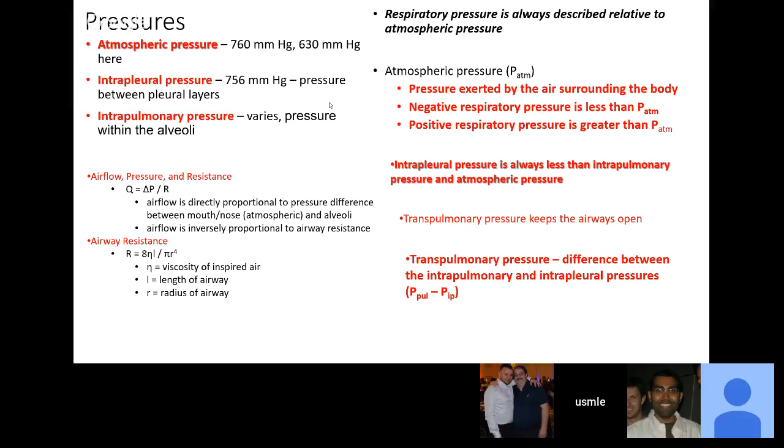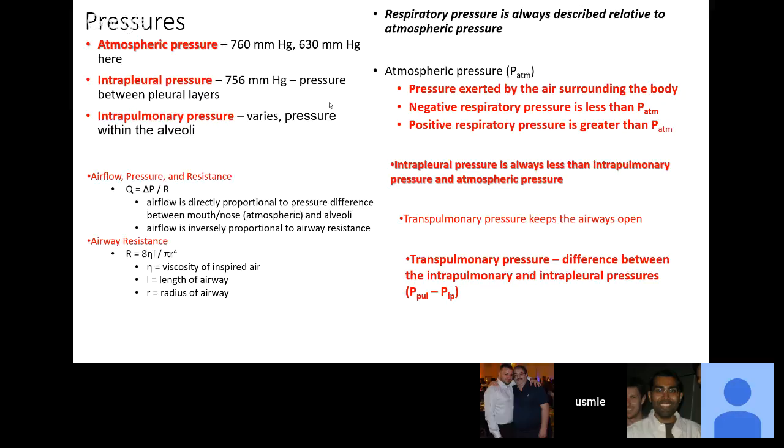And then the airflow is inversely proportional to airway resistance. So how much resistance you're going to have if you have an obstruction, for example. With more obstruction, resistance is going to increase, and less airflow is going to happen. So this formula, know it.